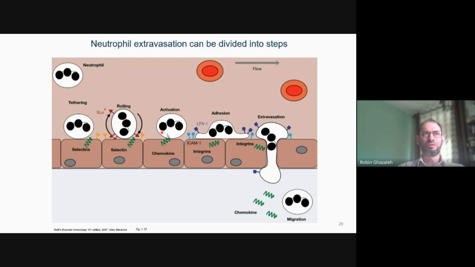After they get slowed down, there is an activation step which results in a strong interaction between LFA1 and ICAM1 on the surface of the endothelium. LFA1 is a type of integrin.